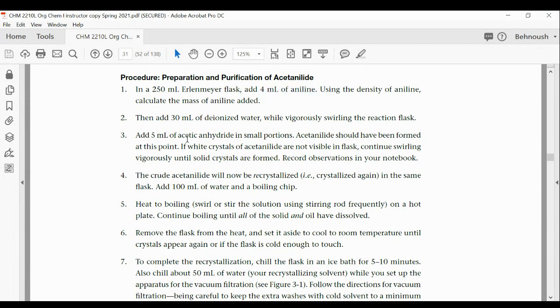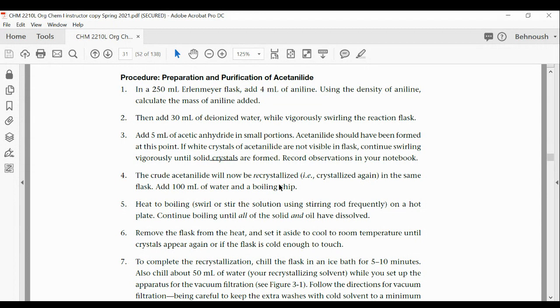And you are going to add acetic anhydride with the 30 milliliters of water. You're going to shake it well until the crystals form. So it says until solid crystals are formed, and you're recording your observation. The crude acetanilide, so that means these crystals formed here in step 3, that's not pure acetanilide, it is a crude product. Crude product means the product that has just formed and has not been purified yet. Now it needs to be recrystallized.